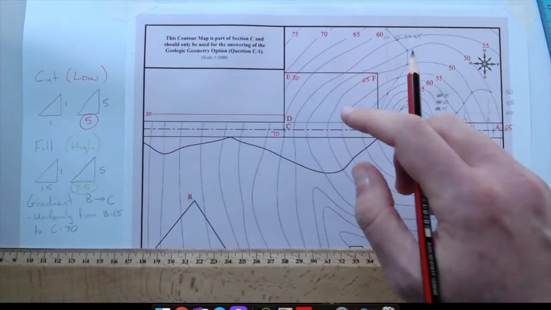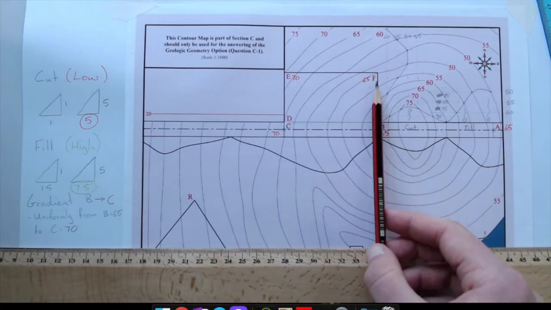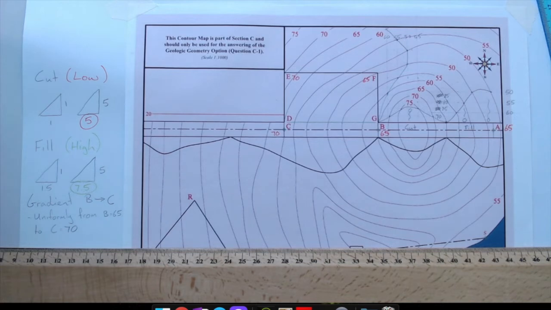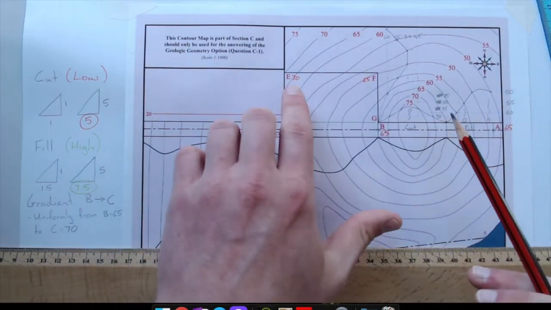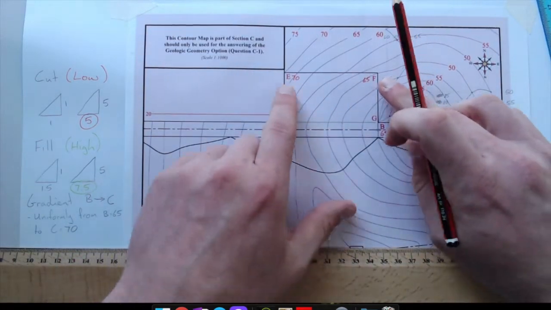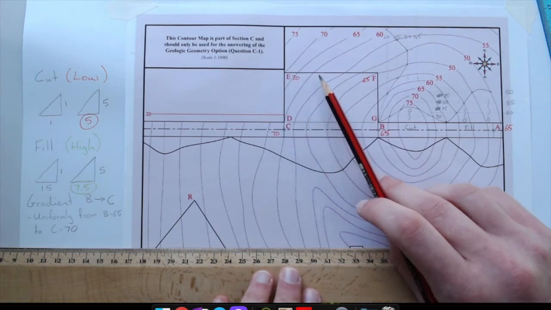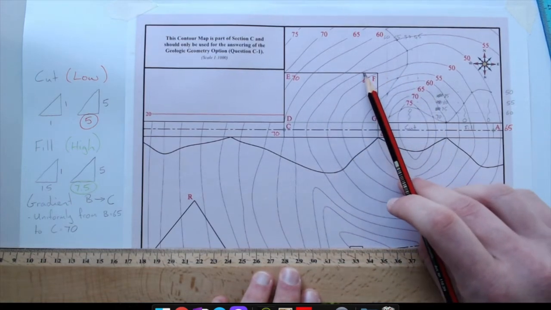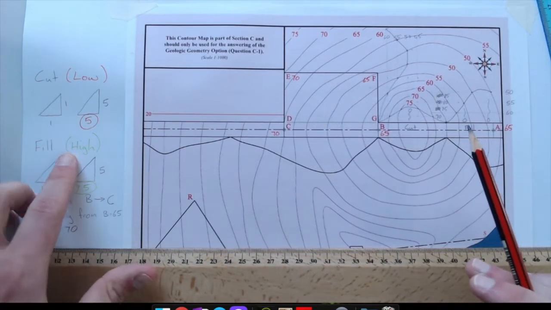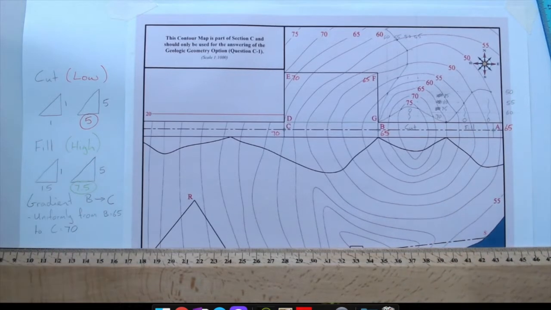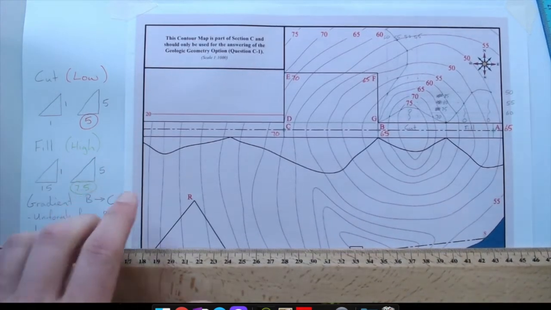Now I'm going to work with this bit. Now this bit has a gradient on it, so we need to look at doing cones, because it has the gradient going for it. So what I have then is I have my 70 and I have my 65. So is it cut or is it fill? 65 here, it is 50, 55, so I'm going to be filling. Fill goes on the high side.